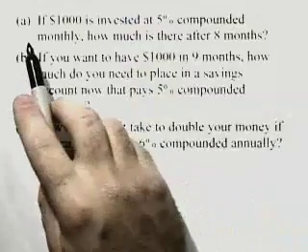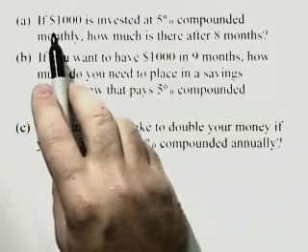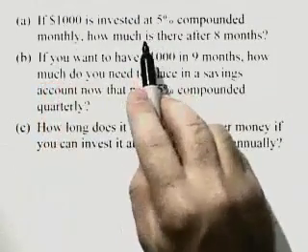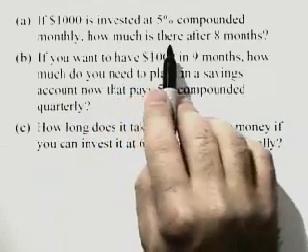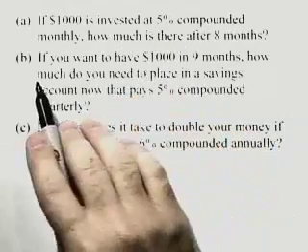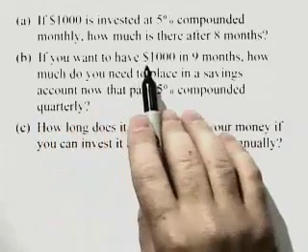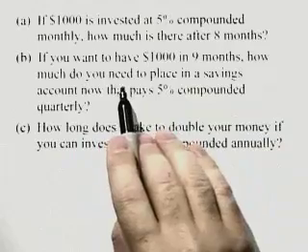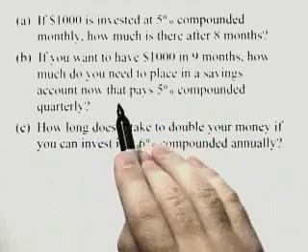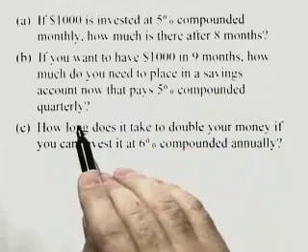In this problem, we look at several applications of compound interest. In Part A, we have $1,000 that's invested at 5% compounded monthly, and we'd like to determine how much there is after 8 months. In Part B, we want to have $1,000 in 9 months, and we want to determine how much we need to place in the savings account now that pays 5% compounded quarterly.